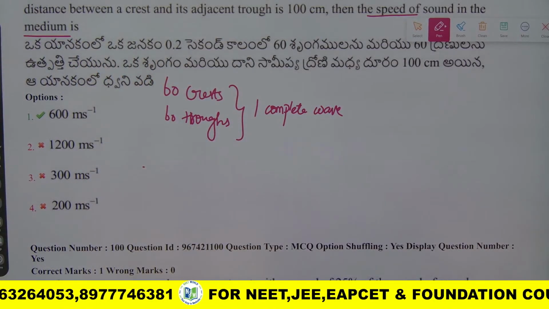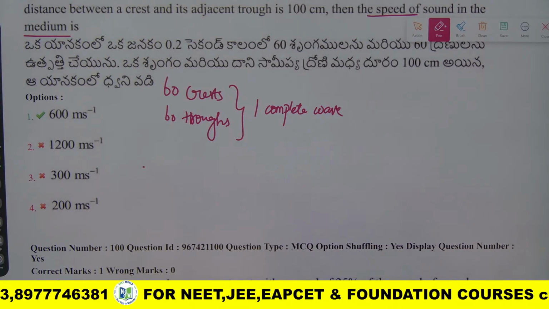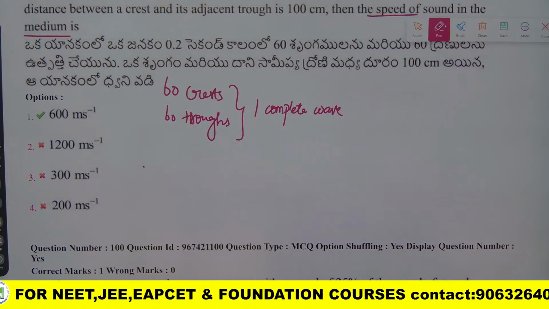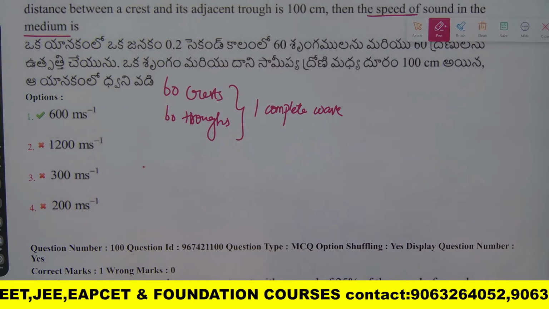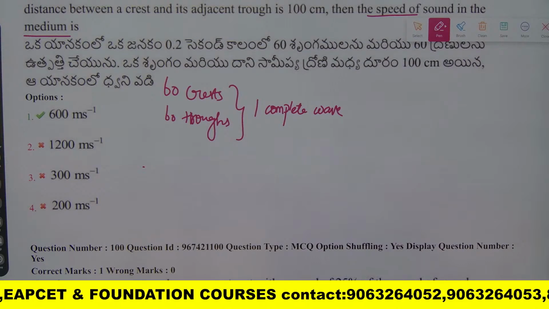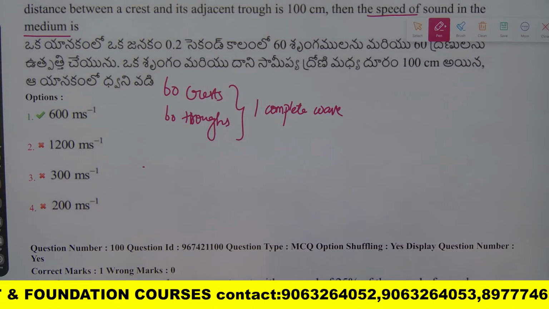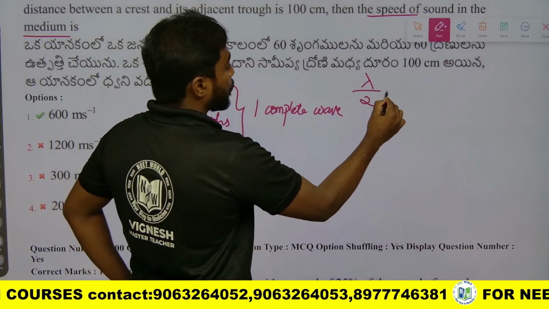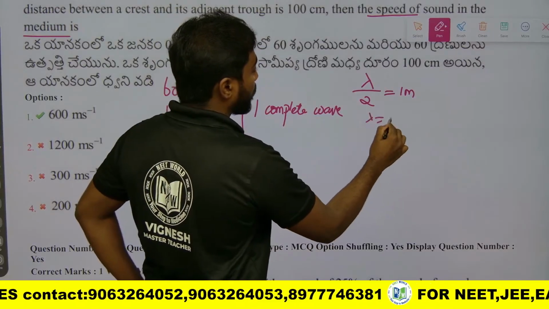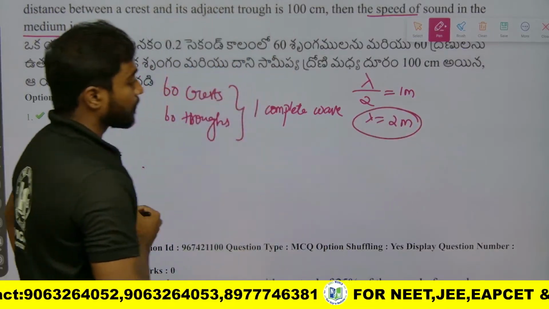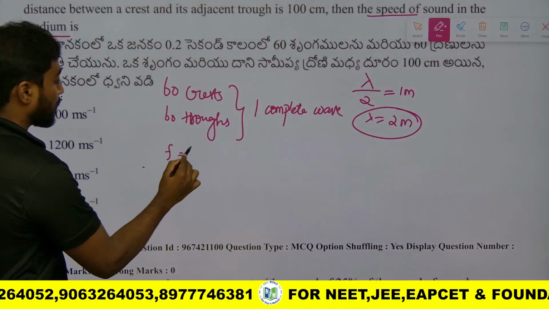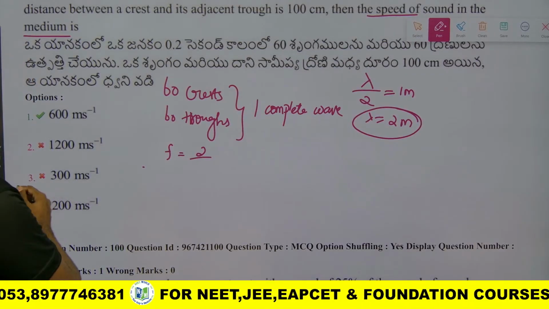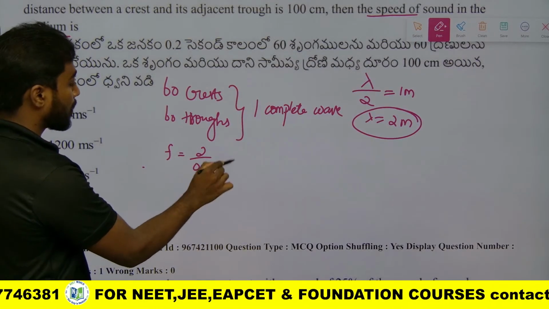They have given the distance between the crest and the trough, that is 100 centimeter. When we take it into meter, it is 1 meter. This means lambda by 2 is equal to 1 meter, so lambda will be equal to 2 meter, the wavelength. Now the frequency is the number of waves divided by the time. Where is the time given? 0.2 seconds.